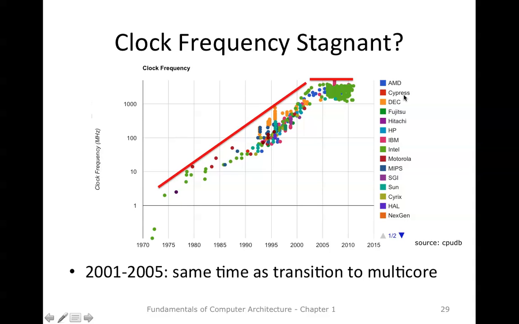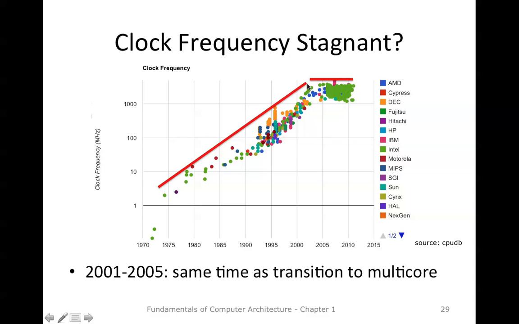Okay? Prior to that, we have increasing clock frequency, right? In fact, the increase is actually slightly faster than exponential. If it's exponential, it will be a straight line, but here this curve increases faster than a straight line. So there has been super exponential increase in clock frequency, except that at 2001 to 2005 suddenly it just stalled.